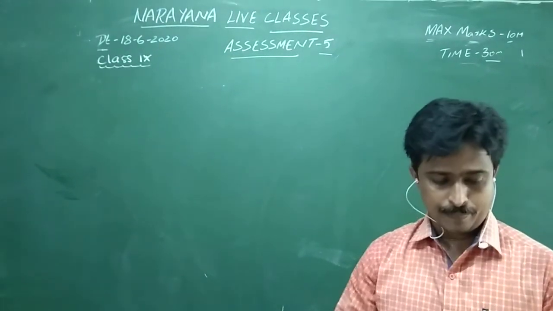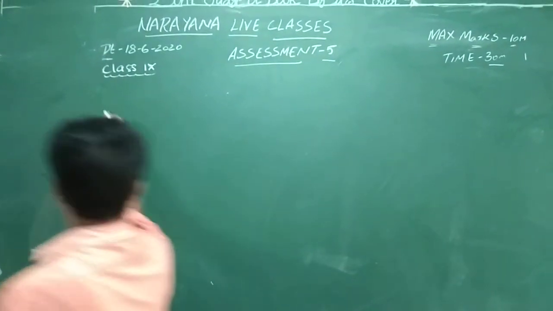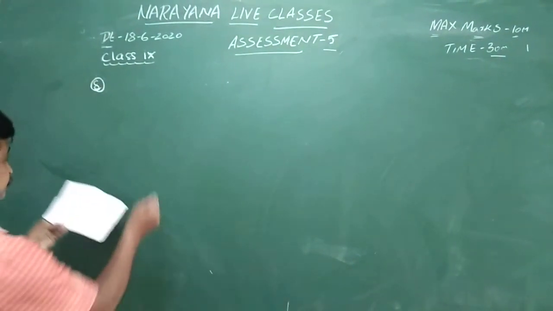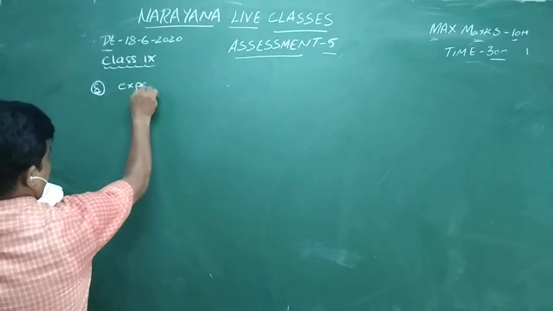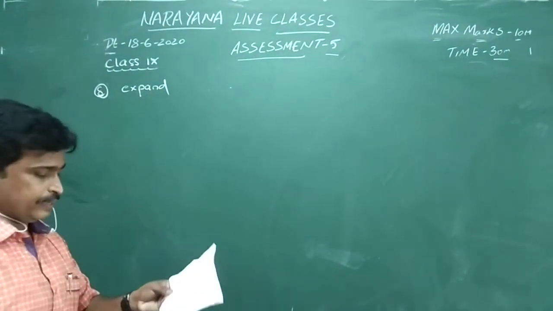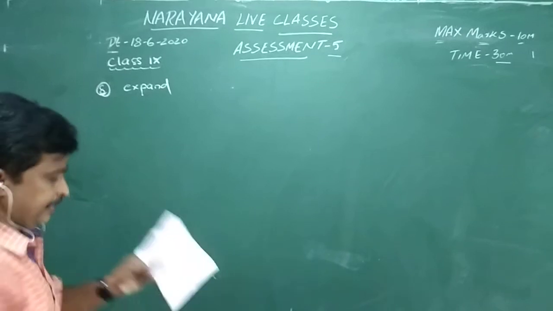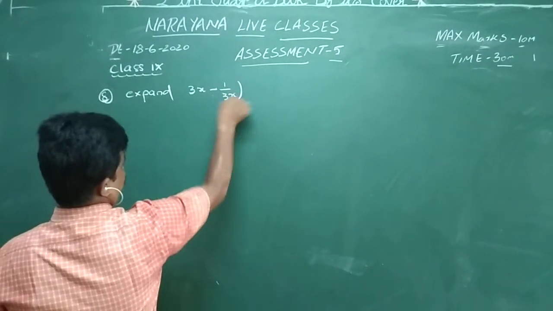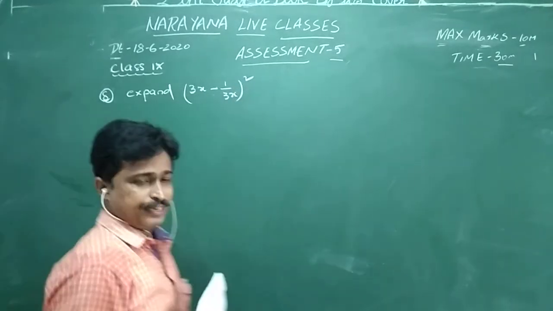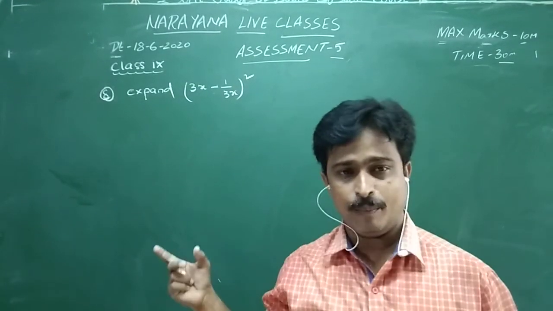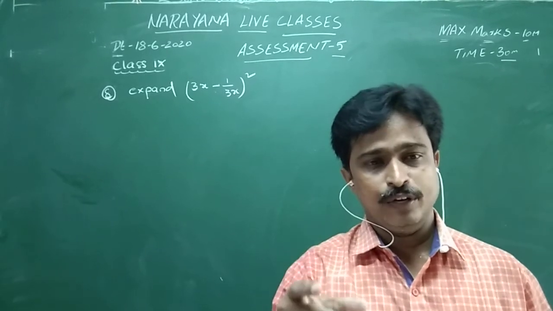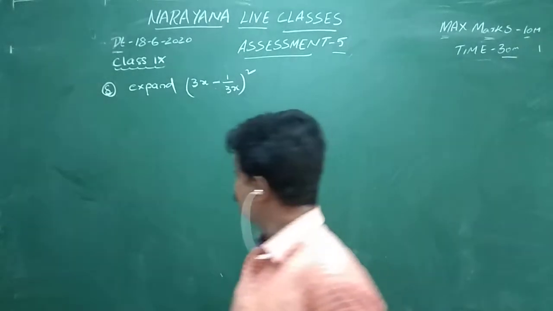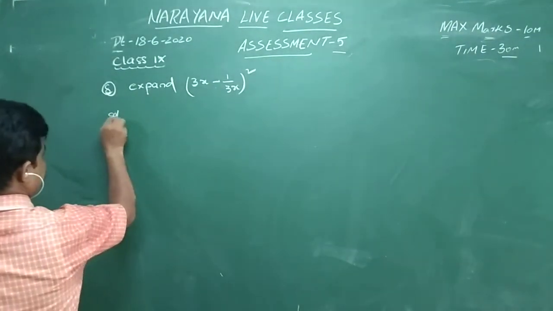Okay, coming to question number 8.1. Expand 3x minus 1 by 3x whole square. This is a very easy problem. It is in the form of a minus b whole square. Already we know the formula of a minus b whole square: a square plus b square minus 2ab. So first of all, solution, given 3x minus 1 by 3x whole square.